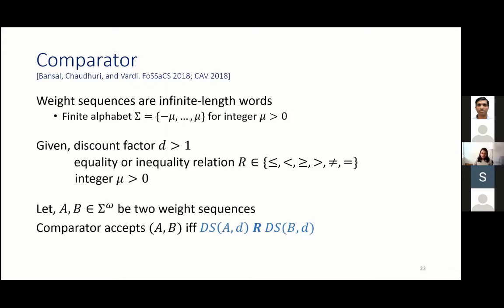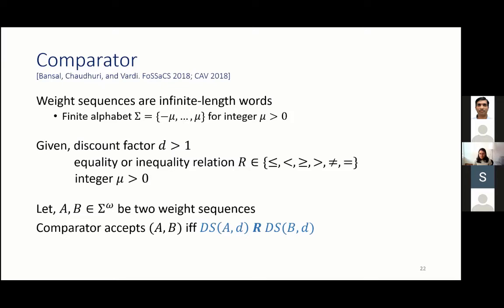So given a discount factor D, an equality or an inequality relation R, and an upper bound mu, A and B are simply weight sequences over sigma omega, where sigma are the integers from minus mu to mu. I want to define a comparator that will accept the tuple of sequences A comma B if and only if the discounted sum of A relates to the discounted sum of B with respect to the relation R.